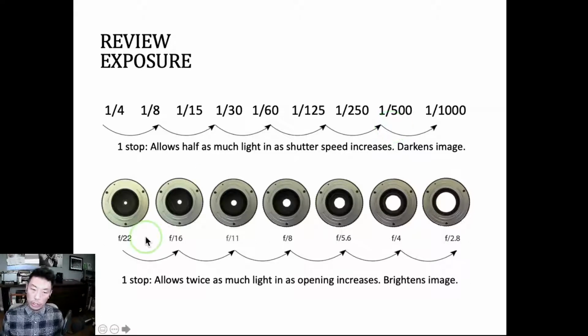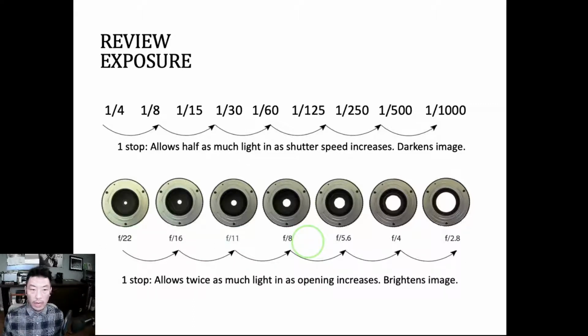Okay. Now in terms of aperture, if we start at f22, the really closed down aperture, and then we opened up from f22 to f16, that is one stop. Right? If we went from f22 to f16 going that way, that is allowing twice the amount of light in terms of volume. Right? f16 to f11, f11 to f8, and so forth. We're allowing twice as much light in. It's going to brighten the image. So as we open up the lens, we are allowing more light to come in.